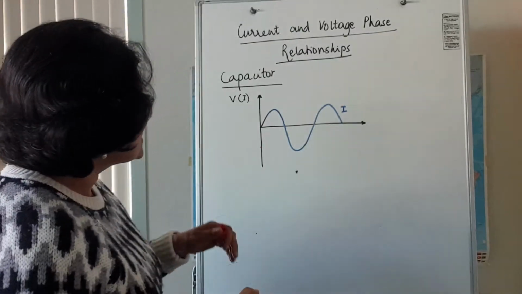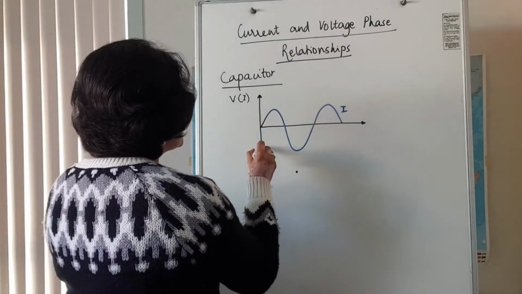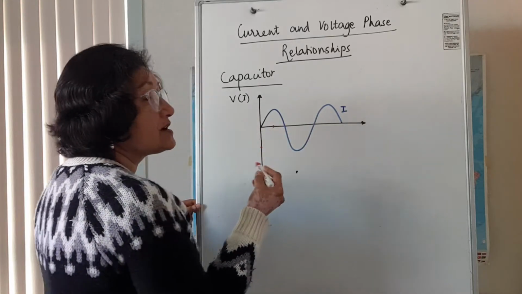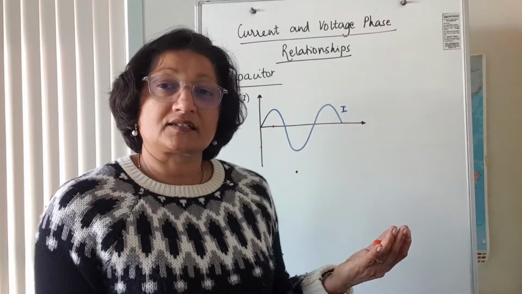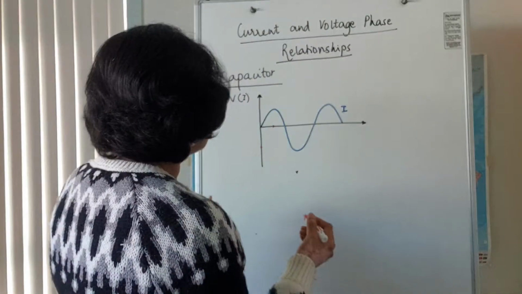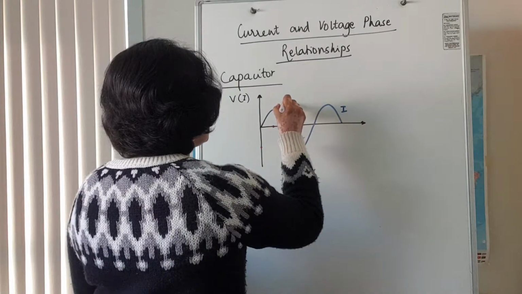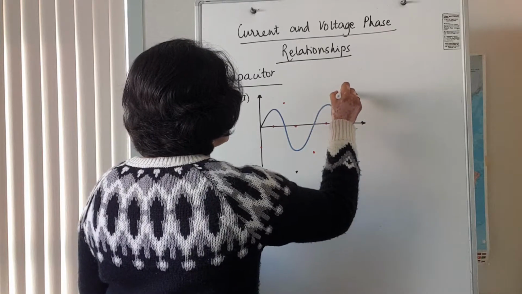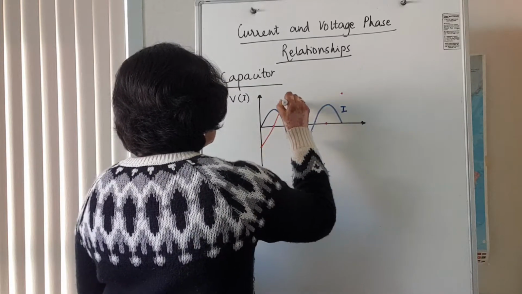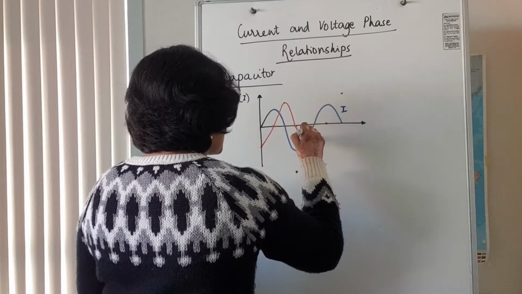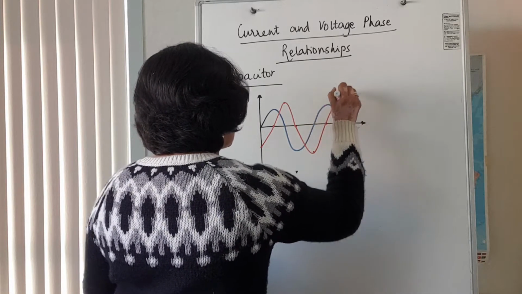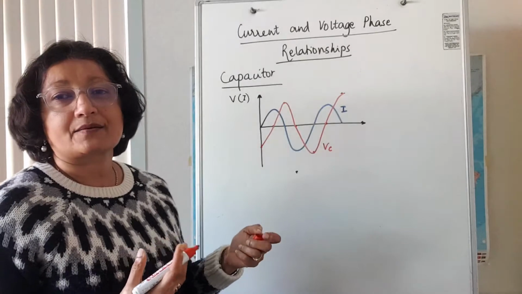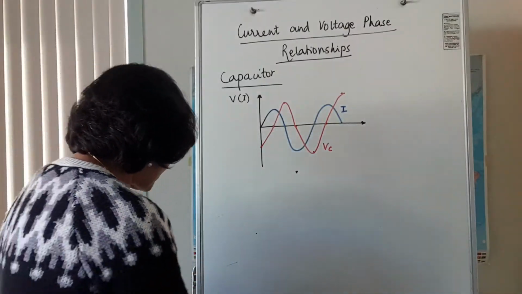So when the current is zero, that's when you have the maximum voltage across the capacitor. When the current is a maximum, the current flows fastest when the capacitor is not charged, or when the voltage across the capacitor is zero. So if I continue this, you end up with something like this. The blue is the circuit current, and the red is the voltage across the capacitor. So that tells you what happens when you have a capacitor in a circuit. The current is out of step.